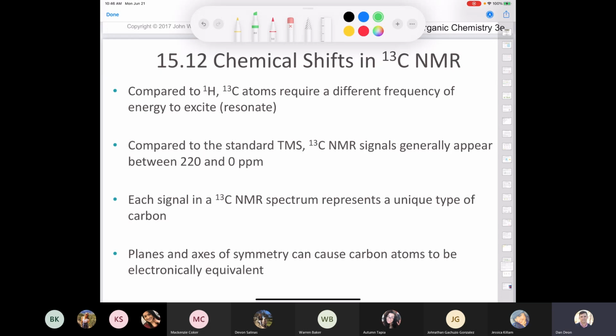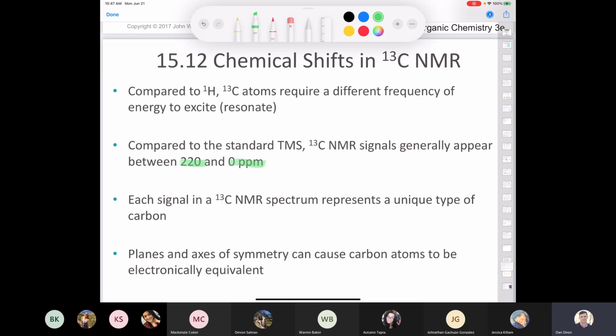So now, with respect to the frequency of radio waves that are required to excite the sample, or to cause the carbon-13 nuclei to come into resonance, it's a larger or broader range of frequencies. So instead of using the typical 0 to 12 ppm that we do for proton, carbon-13 signals are going to appear between 0 and 220 parts per million. So it's a much bigger or wider range of frequencies.